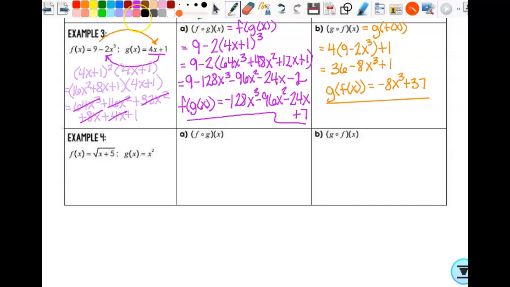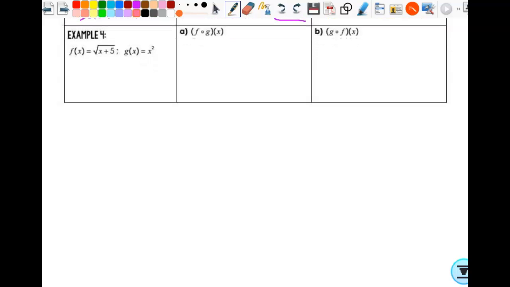Okay, let's look at 4. 4 gives me f of g of x. So g goes into here, so I'm going to have the square root of x squared plus 5. So is this going to become x plus the square root of 5? No, you do not get to distribute the square root like that.